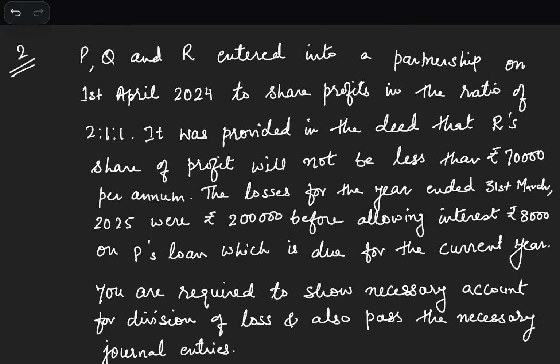Whenever the question asks for necessary accounts and journal entries, first of all we'll pass the journal entries and then we'll show the necessary account. Here the necessary account for division of loss means the profit and loss account. So first of all we'll make the working note.